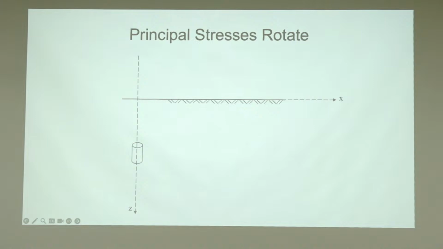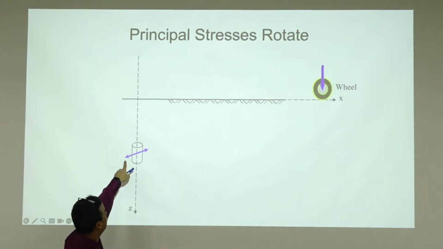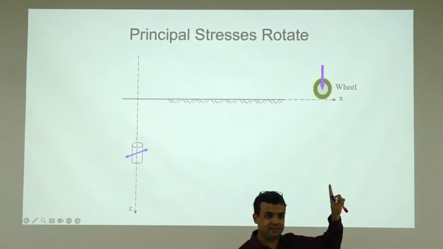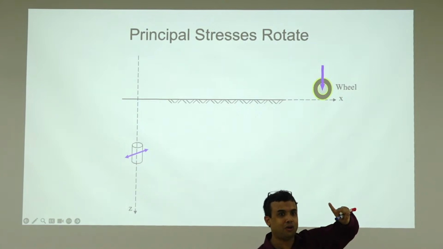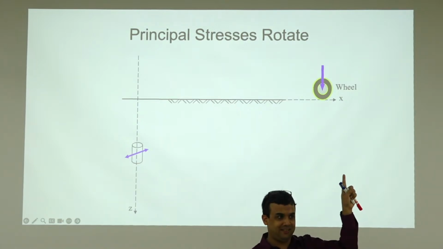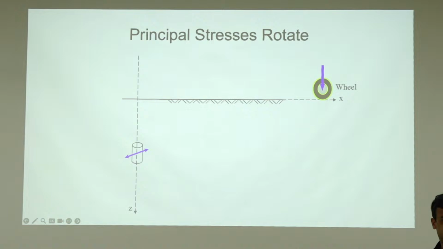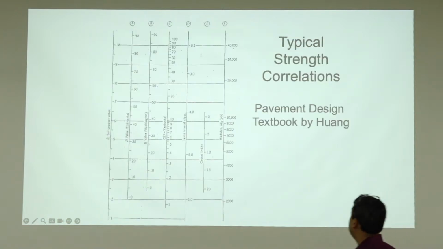So as the stress is coming, wheel is over here, right underneath. As it moves, the principal stress direction changes. It's not always vertical, right? The principal stress direction rotates under moving wheel load. So static simulation testing is very different from moving wheel load simulation and testing, right? So that's where permanent deformation and everything comes.